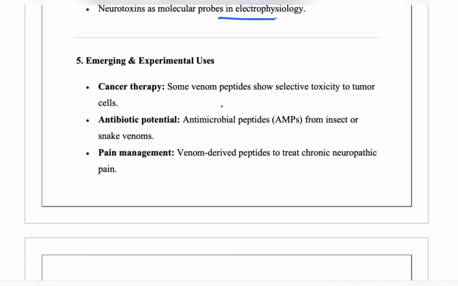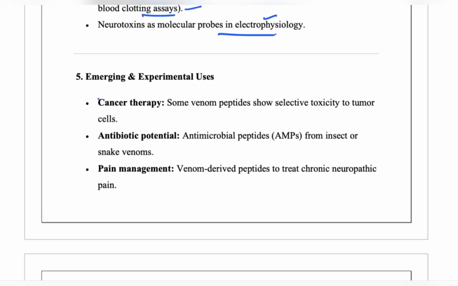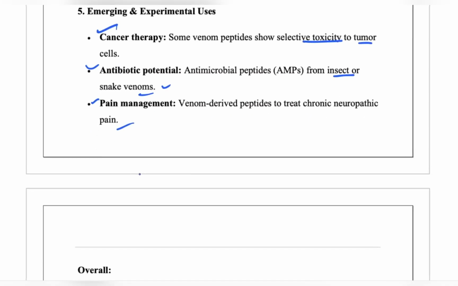Then lastly, there is emerging experimental use: in cancer therapy, antibiotic potential, and pain management. Some venom peptides show selective toxicity towards cancer cells, the highly dividing cells. Then antibiotic potential: antimicrobial peptides from insects or snake venoms have antibiotic potential. And then pain management: some venom-derived peptides are used to treat chronic neuropathic pain. So these are the emerging uses.